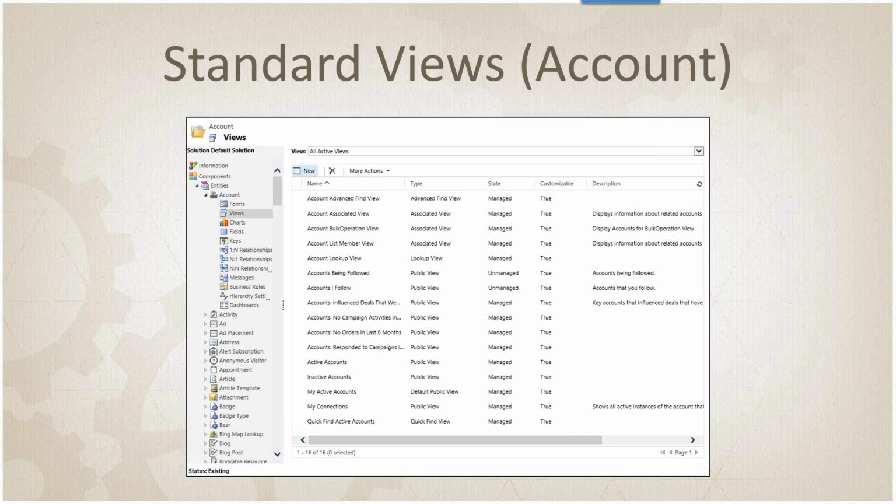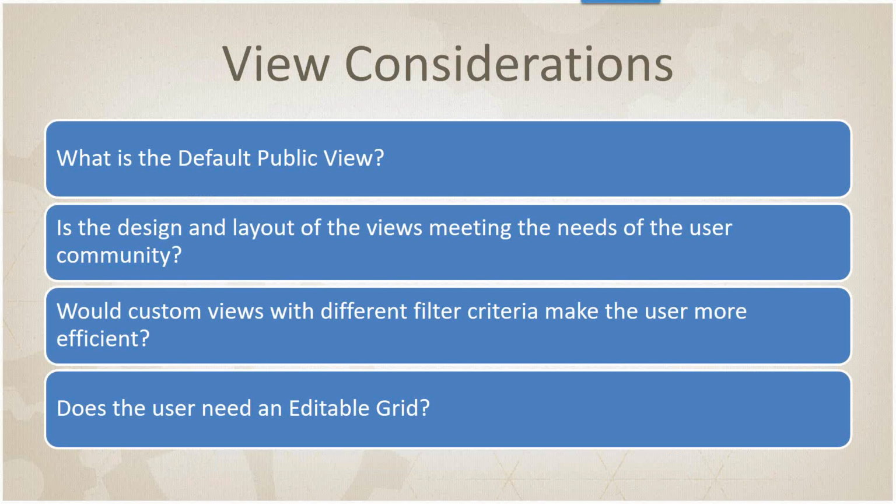The biggest thing to think about with views, first and foremost, is: is the default public view correct? Most of the time, the default public view for most major CRM entities is my accounts, my contacts, my opportunities. Is that correct? Or does it need to be active accounts, contacts, opportunities? What makes more sense for the user? Do we have the design and layout, in other words, do we have the ability to see the data we need to see? Are the proper columns in the proper spacing, in the proper order, things like that?